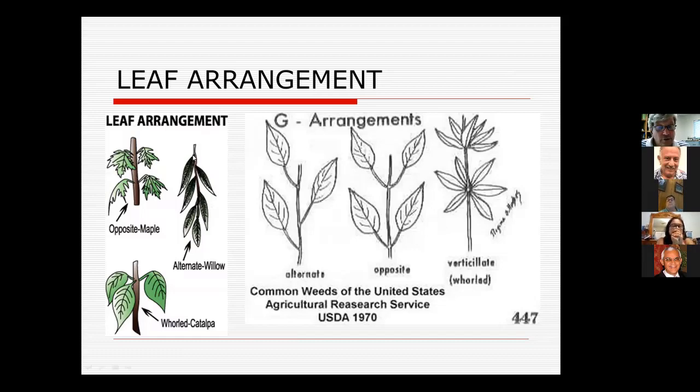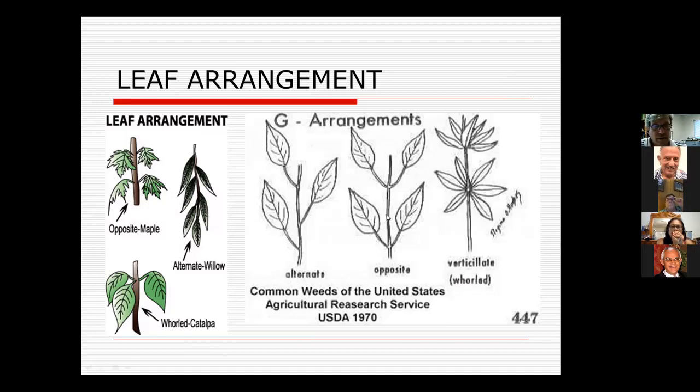Alternate means they alternate back and forth, one to the left, one to the right, one to the left, one to the right, back and forth. And whorled means you have more than two attached to the same spot around that stem, like in this catalpa. So you have like three leaves attached to the same spot.